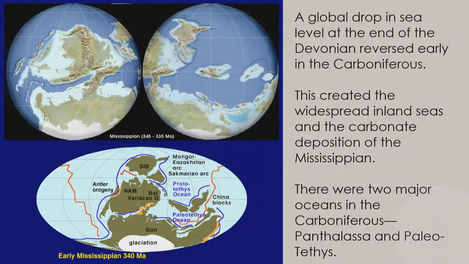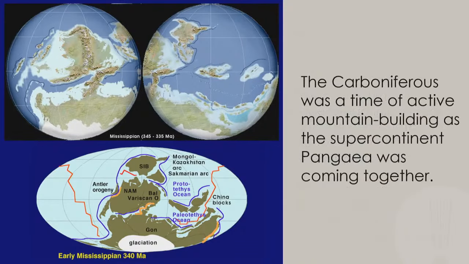There was a global drop in sea levels, which created widespread inland seas and the carbonate deposition of the Mississippian. There were two major oceans, the Panthalassa, which is a large one, and the Paleotethys, which starts to form. You can kind of see it there amidst the little island continents on the east side of that diagram. Carboniferous was a time of active mountain building as the supercontinent of Pangaea was starting to come together.